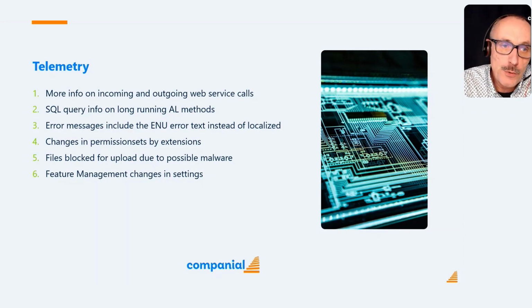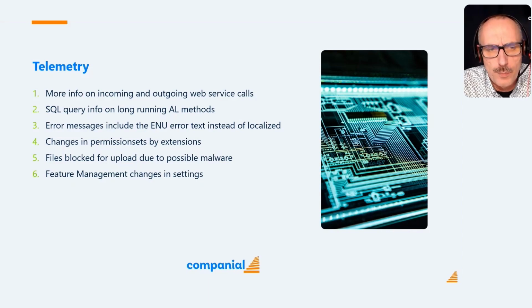And for outgoing web services, and that's also the next for AL methods, you get now more information about what code on the database level was run to create your result. So it's now in the telemetry of your long-running AL methods. You can see what the database queries were. And also in web service calls outgoing, you get more information about what was run to create the result of your web service.